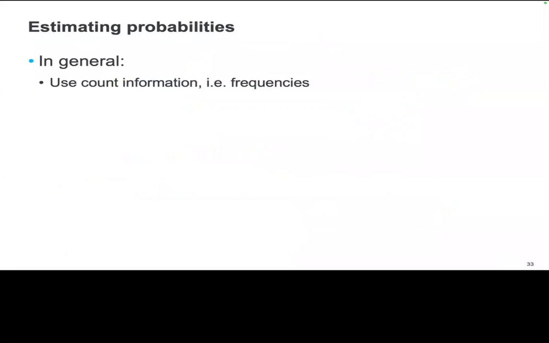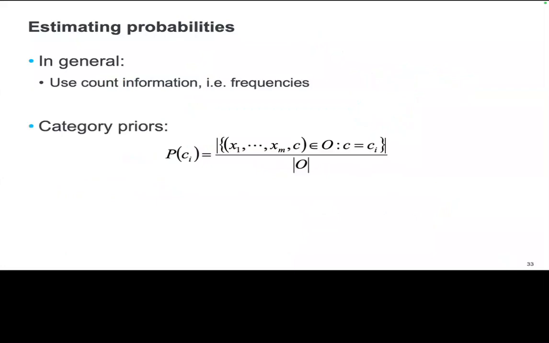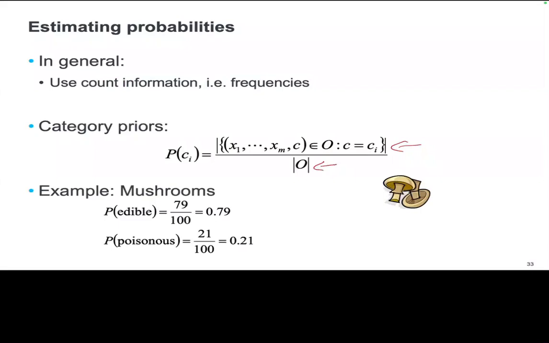So we estimate our probabilities simply by counting. We're looking at the frequencies in our data set. And we do this by counting the priors, just by looking at all the different rows and seeing how many of the rows fulfill the condition that they have the right category, and we normalize by the number of observations, the number of rows that we have.